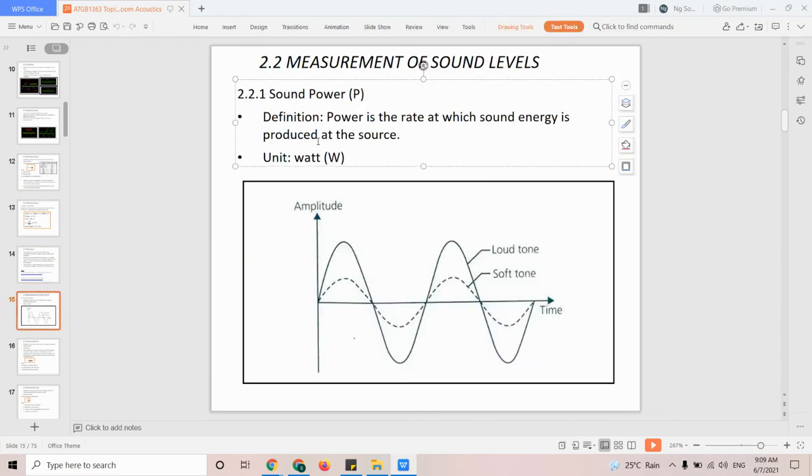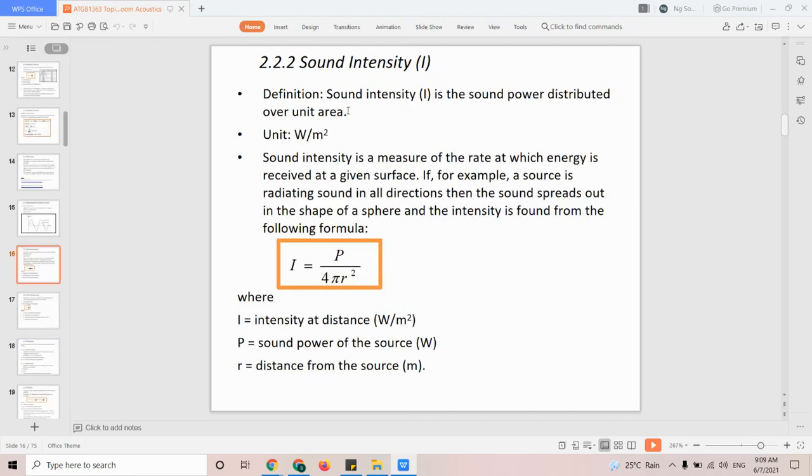Okay, so next we have your measurement of sound level, which we measure in terms of watts. It's a power, the rate at which sound energy is produced at the source, so its unit is watts. And then next we have your sound intensity, meaning the sound power distributed over a unit area, which is watt per meter square. You are given a formula, which is I equals P over 4 pi r squared.